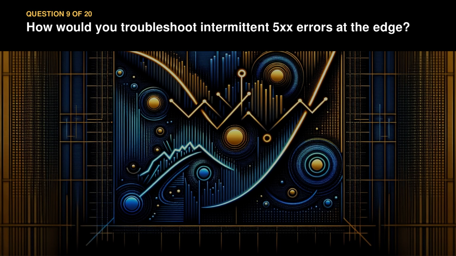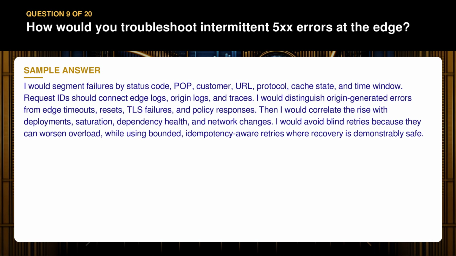Question 9. How would you troubleshoot intermittent 5xx errors at the edge? I would segment failures by status code, POP, customer, URL, protocol, cache state, and time window. Request IDs should connect edge logs, origin logs, and traces. I would distinguish origin-generated errors from edge timeouts, resets, TLS failures, and policy responses. Then I would correlate the rise with deployments, saturation, dependency health, and network changes. I would avoid blind retries because they can worsen overload, while using bounded, idempotency-aware retries where recovery is demonstrably safe.